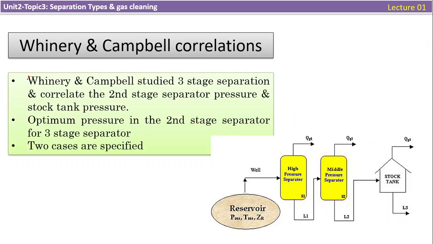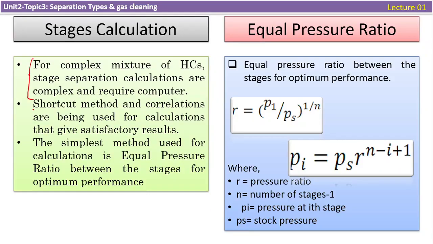So we are not going basically for that complex one. Shortcut methods and correlations are being used for the calculations that give satisfactory results. So we are going to learn about the shortcut methods. The simplest method used for the calculation is the equal pressure ratio between the stages for optimum performance. So our main target is to find out the pressure in each and every stage.